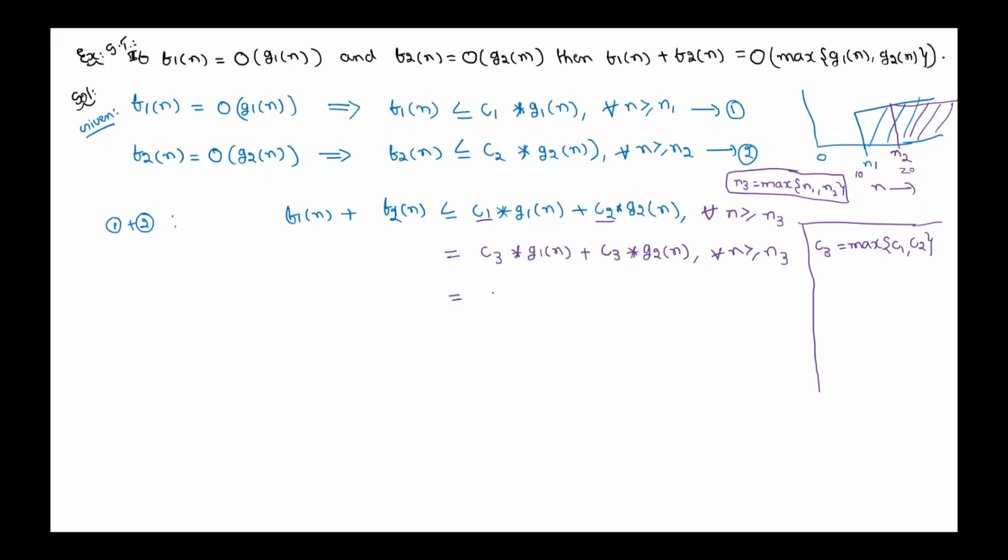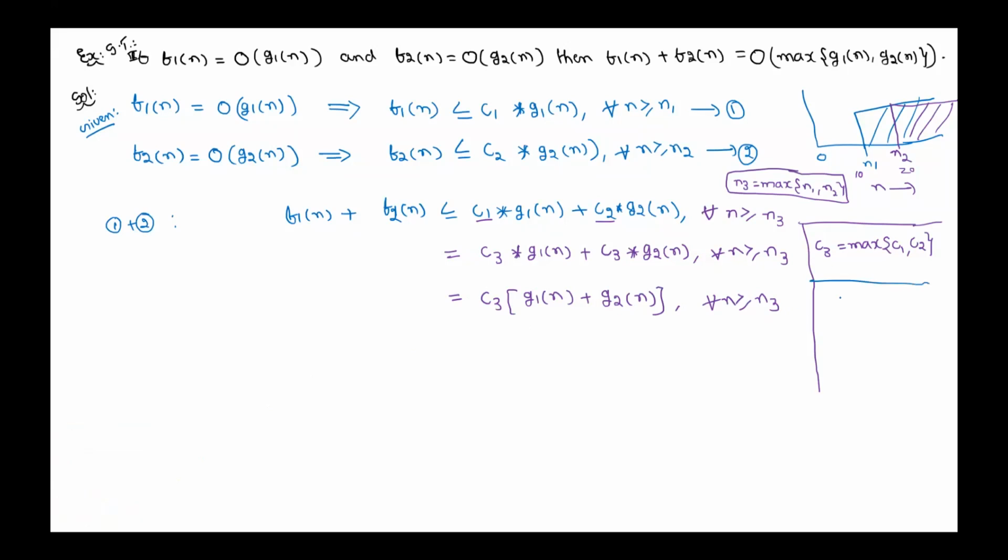Equals, c3 we can take common. It is g1 of n plus g2 of n. Is that okay? Now what are g1 of n and g2 of n? They are positive functions.